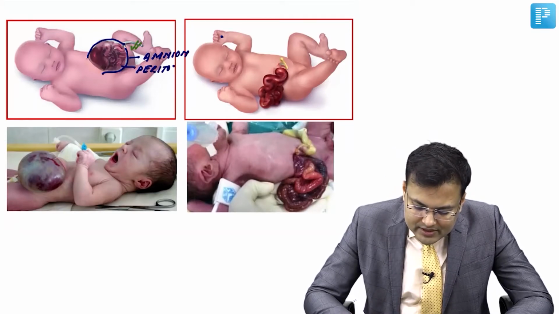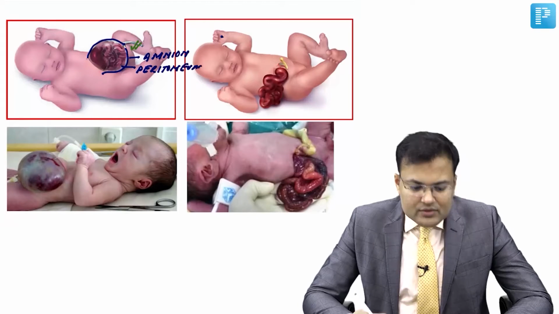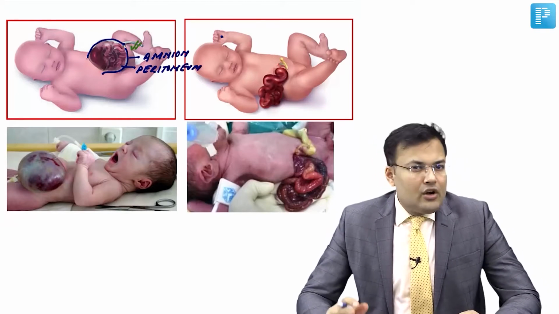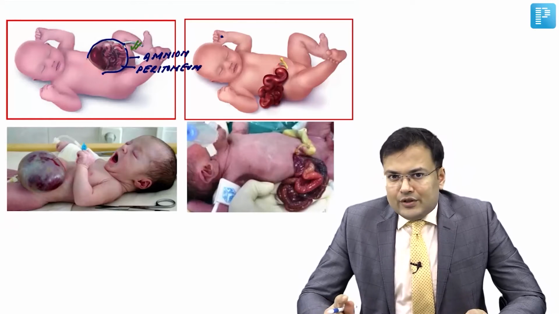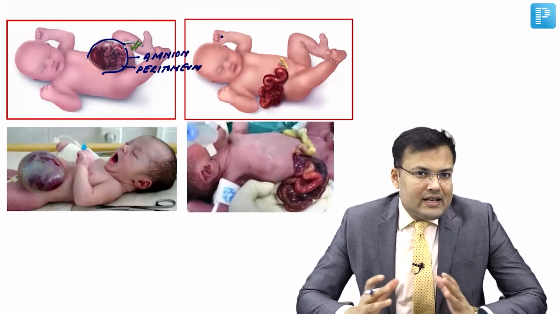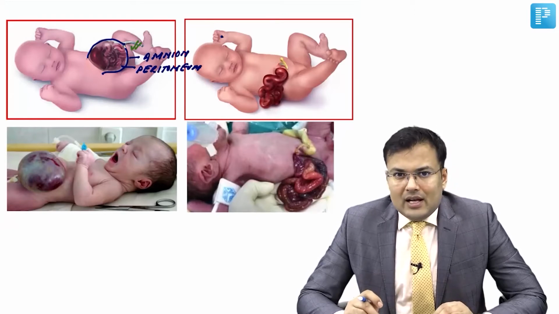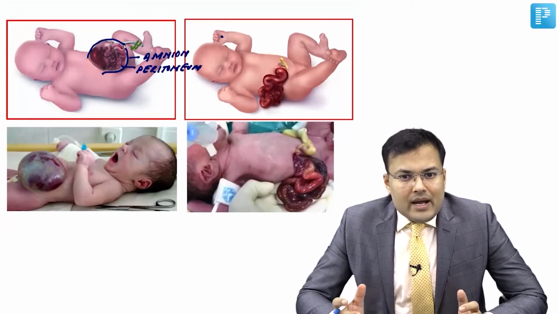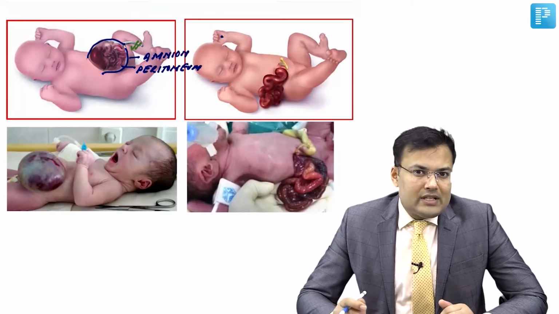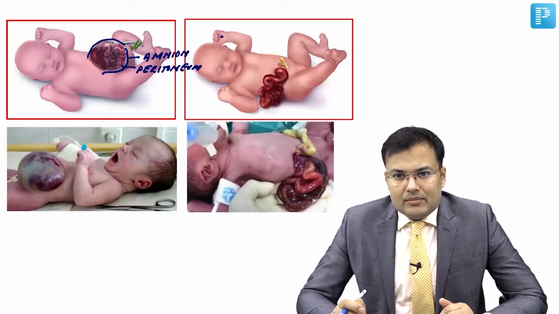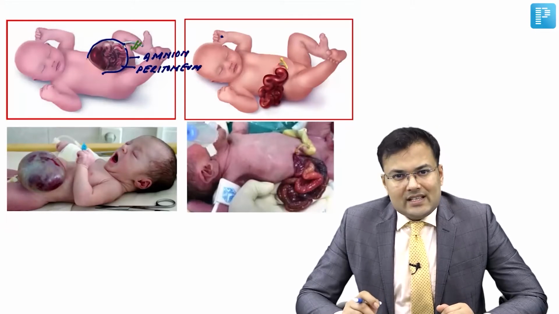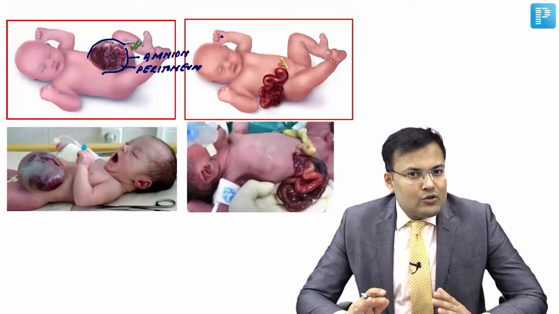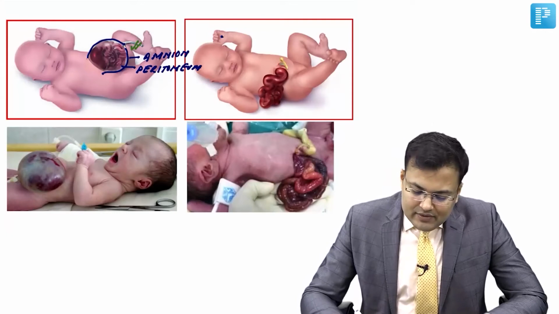So what is the name of this condition? The first condition is known as omphalocele, also known as exomphalos. In omphalocele or exomphalos, there is herniation of bowel, but this is covered by two layers. Outermost is amnion and innermost is peritoneum. If you see the second condition, it is known as gastroschisis. And what happens in gastroschisis? There is splitting of abdominal wall.